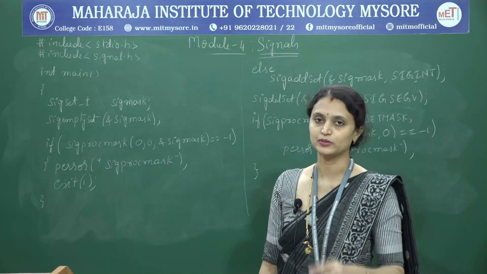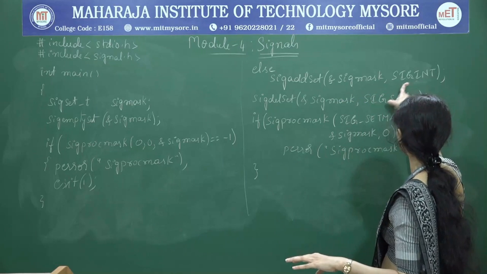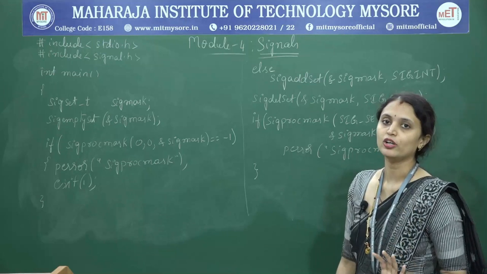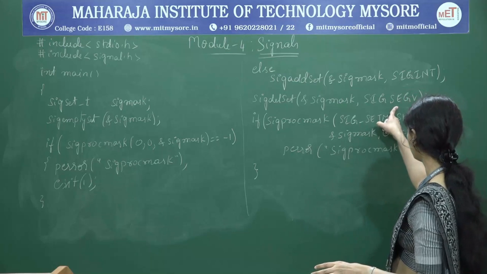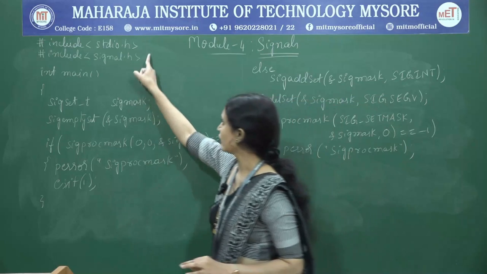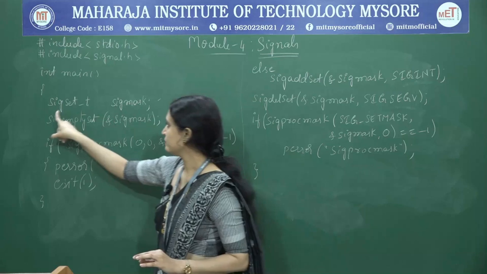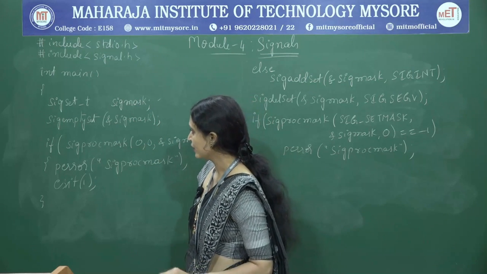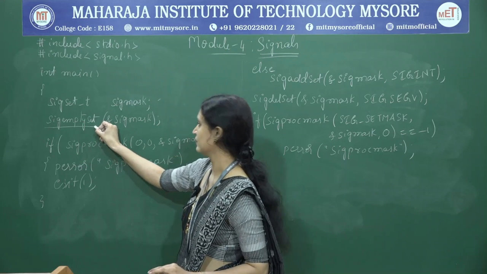So that is blocked for the process. Here we are just checking whether this SIGINT, the interruption signal, is present in the signal mask or not, and also we are clearing the segmentation fault signal from the signal mask. Here are the include statements, and I am declaring the signal mask of type sigset_t. I have included signal.h. Very first, I am calling the API sigemptyset.